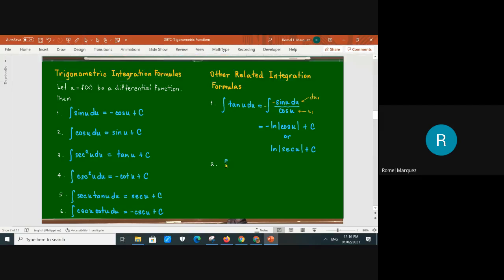So we have the integral of, what about if I have cotangent u? Anyone? Any idea? This is similar to number 1.